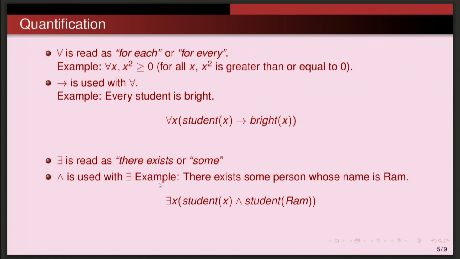Say for example, there exists some person whose name is Ram. This is given as: there exists some student and that student's name is Ram. So, these are the representation examples of for all and there exists.